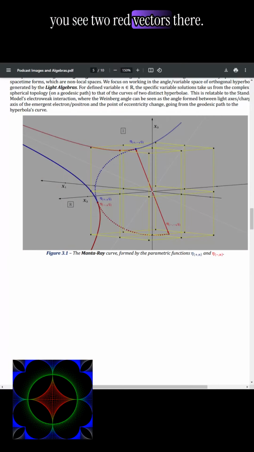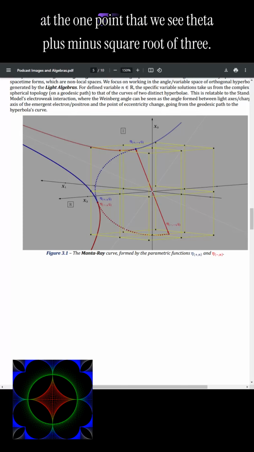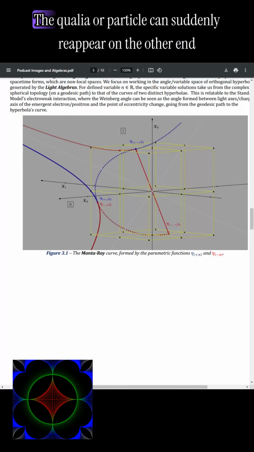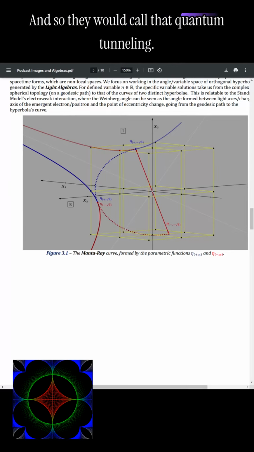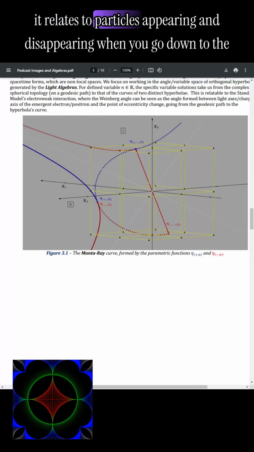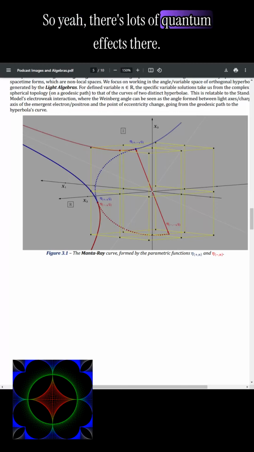You see two red vectors there. Physically, you might see this as an object that appears, say, at the one point that we see, the eta plus minus square root of 3. A qualia or particle can suddenly reappear on the other end of that semicircle there. And so they would call that quantum tunneling. It relates to particles appearing and disappearing when you go down to the microscopic level of the space-time fabric, for instance. So, there's lots of quantum effects there.